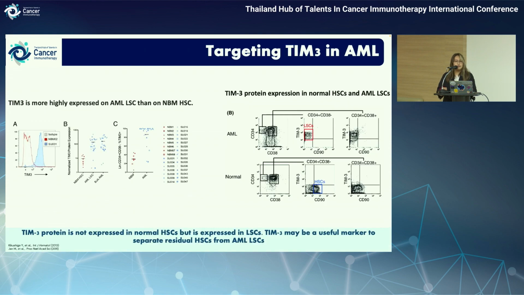Recently, TIM3 was identified as a surface molecule expressed in leukemic stem cells of AML. The group of Kikushige reported that there's a very low expression of TIM3 on hematopoietic stem cells in this figure, and a very high expression on AML leukemic stem cells and bulk AML. Another group reported the same result and found that TIM3 is positively expressed on leukemic stem cells, whereas normal hematopoietic stem cells completely lack TIM3 expression. Therefore, TIM3 is a promising target in AML as it can be used to separate normal hematopoietic stem cells from AML leukemic stem cells and is also found on AML bulk.